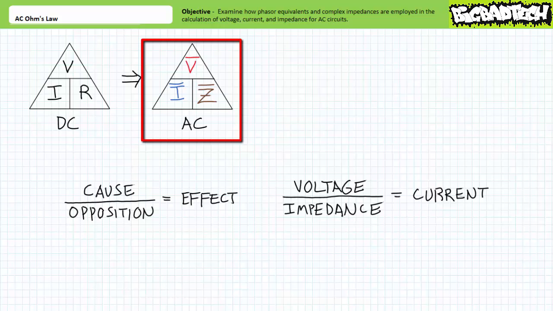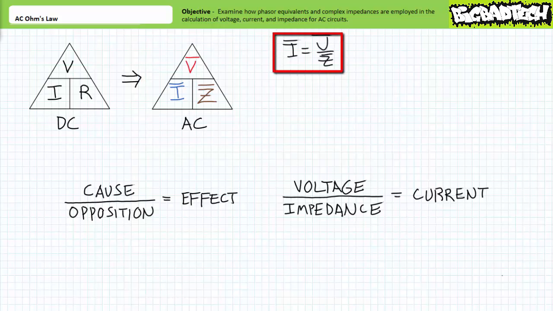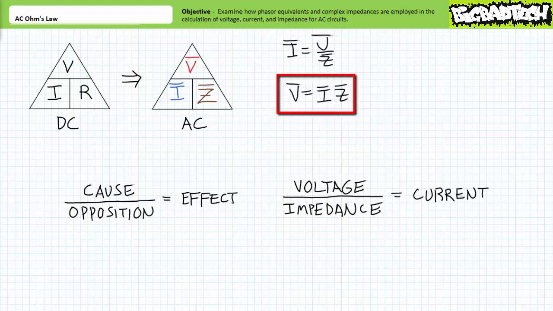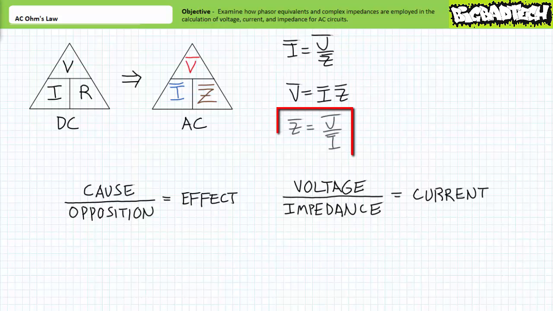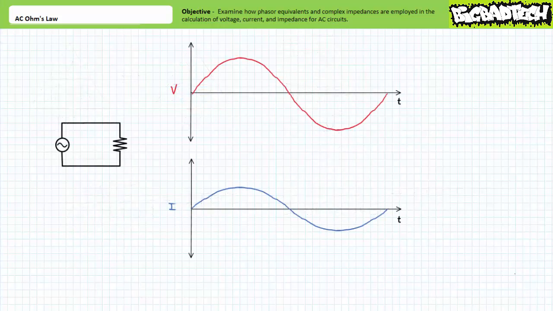Note V and I are phasor quantities defined by an effective value and phase shift, and impedance similarly includes magnitude and direction. Three permutations of Ohm's Law demonstrate that current equals voltage over impedance, voltage equals current times impedance, and finally impedance equals voltage over current. Let's examine a phase-shifted response on a general level before we bring numbers into the picture.